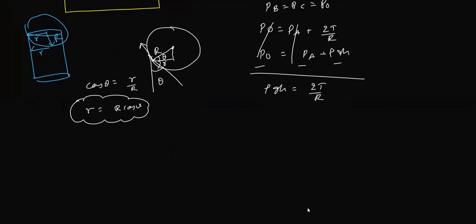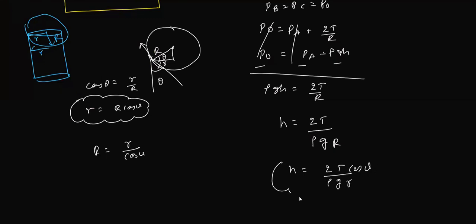Now we are going to substitute h equal to 2T by rho R g. So write the first answer: h equal to 2T by rho g R. Here small r equal to capital R cos theta, so capital R equal to r by cos theta. Substituting that value, h equals 2T divided by rho g r divided by cos theta. Therefore h equals 2T cos theta by rho r g, the height of the liquid raised here.